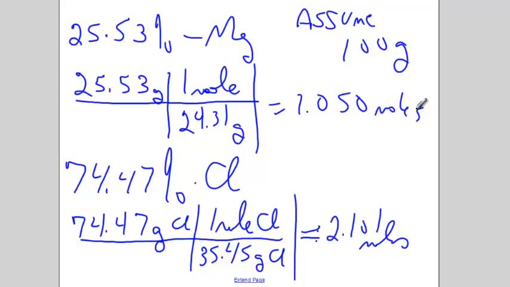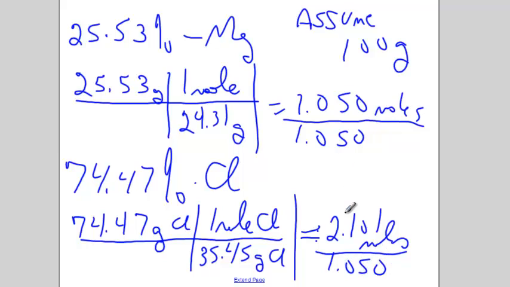But of course, we don't really want formulas with weird numbers. We want formulas with whole numbers. So what we're going to do to get whole numbers is we're going to divide by whichever one of these guys is smaller, just so we guarantee one of them's 1, and nothing's lower than 1.